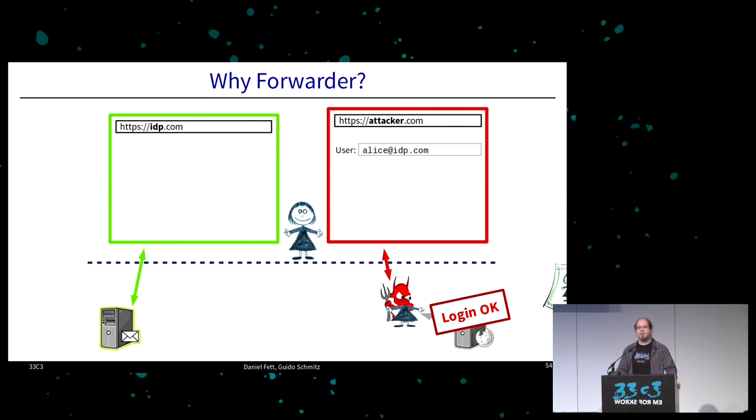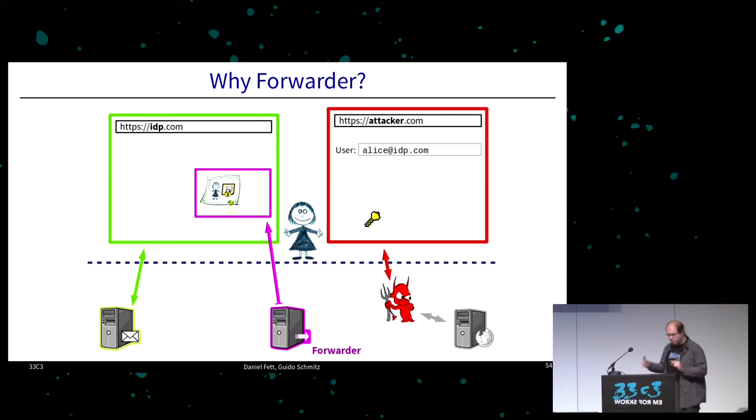So we need some mechanism to prevent the user assertion from being forwarded to some random party, and instead make sure it goes only to the intended receiver. And for this, we have this forwarder.